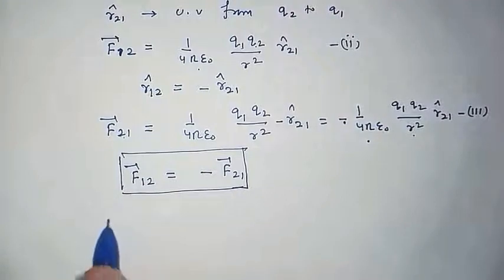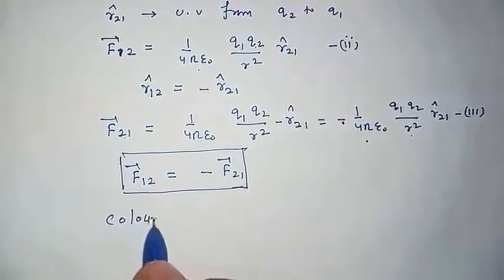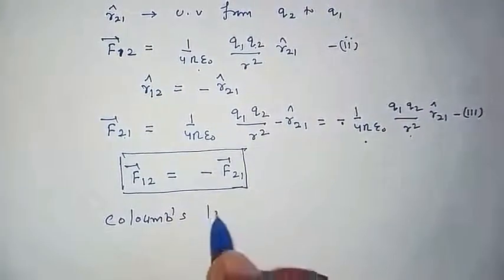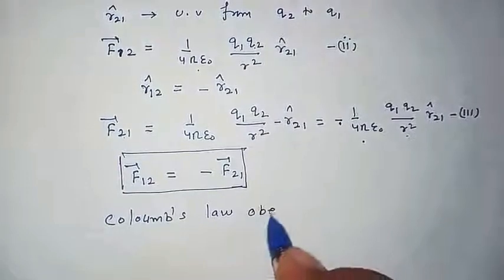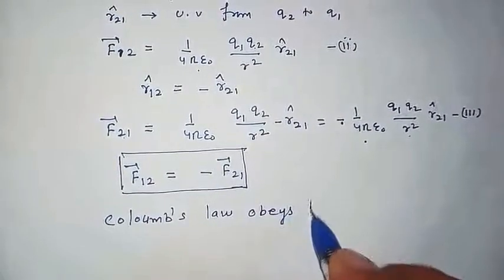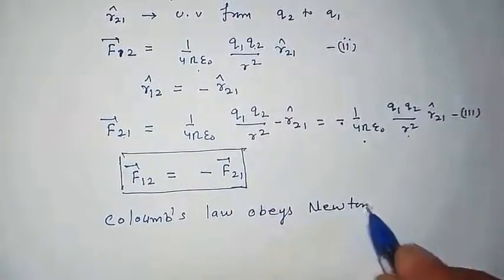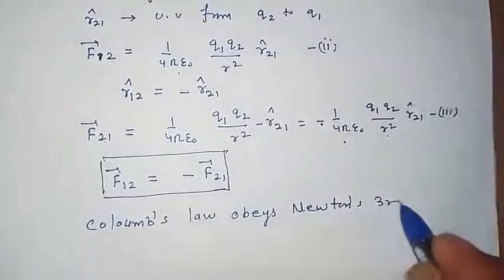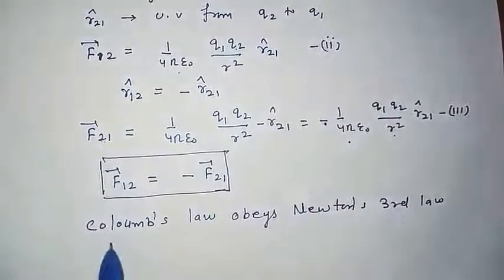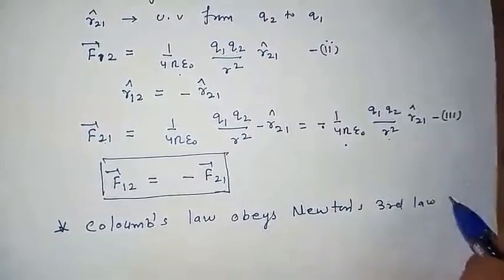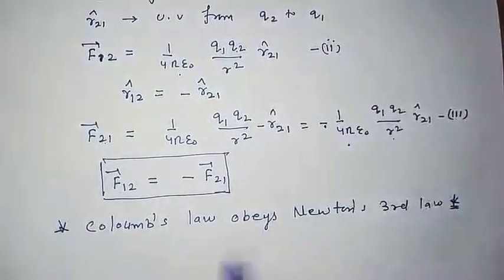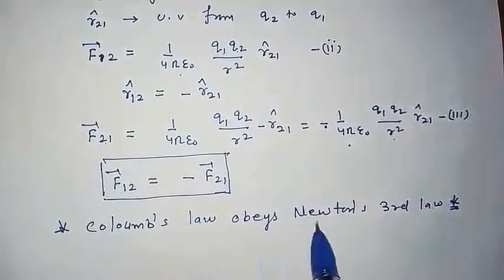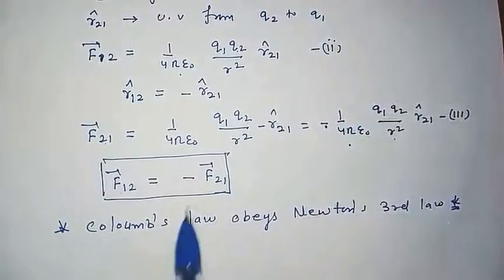Means Coulomb's law obeys Newton's third law. This is the important conclusion. It is many times asked in the exam: prove that Coulomb's law obeys Newton's third law. So we have proved it.